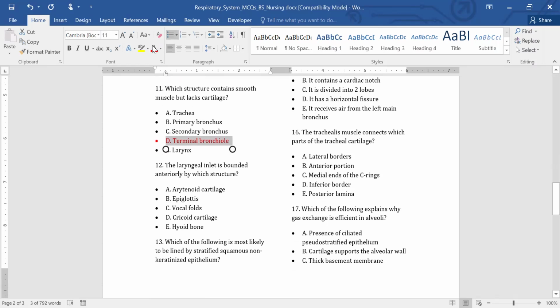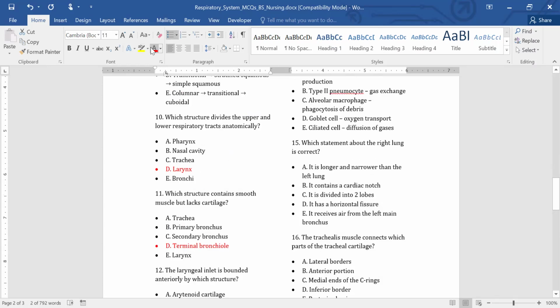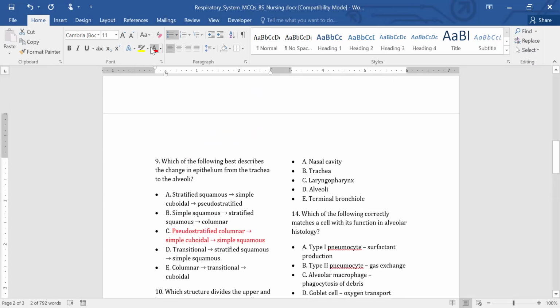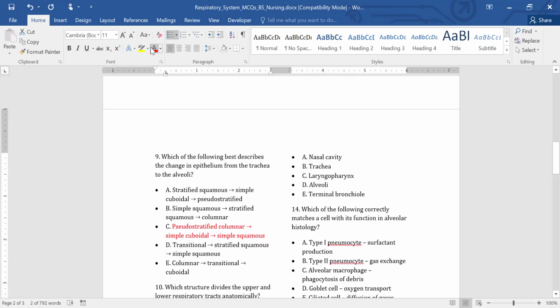Laryngeal inlet is bounded anteriorly by which structure? This is the epiglottis. Which of the following is most likely to be lined by stratified squamous non-keratinized epithelium? It is the nasal cavity.